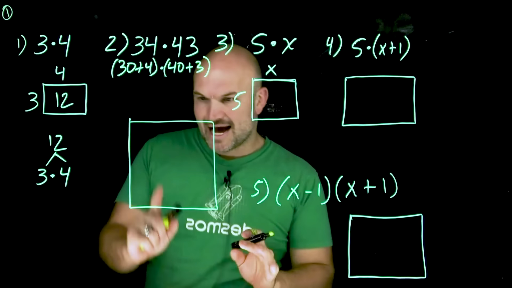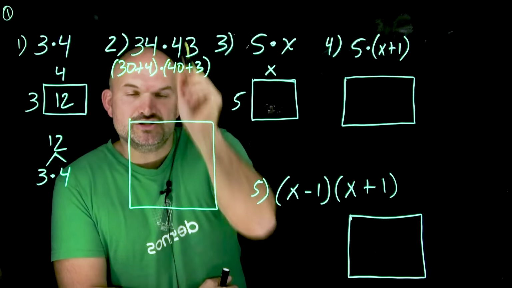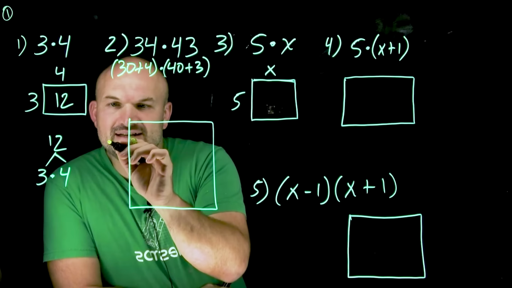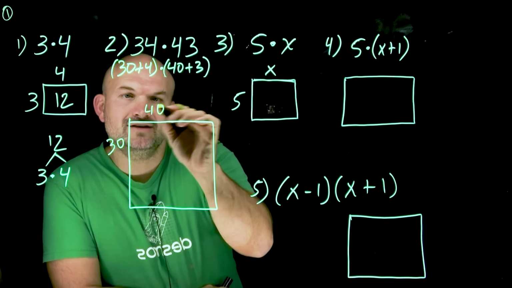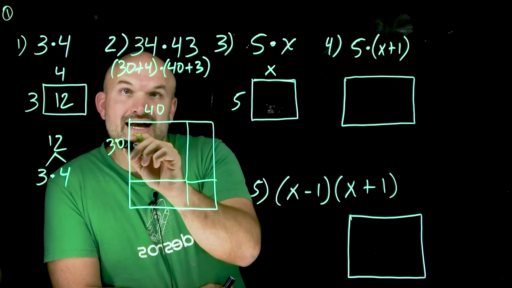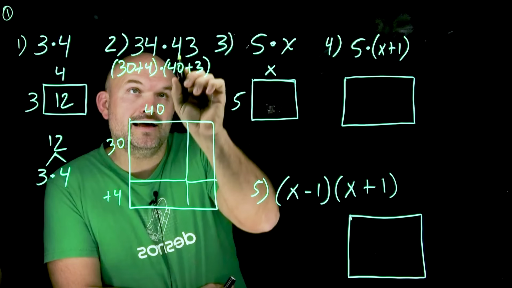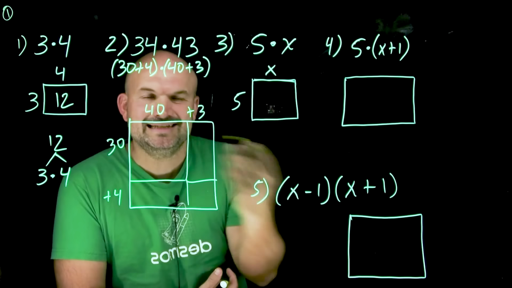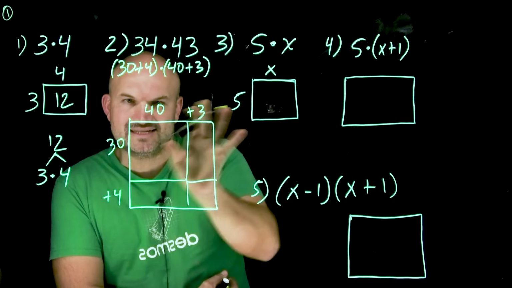Okay, so now what we're gonna do is rather than just use the number 34 on one side and 43 on the other side, that's not gonna be really helpful. But what if I did 30 over here and 40 over here? Those are kind of big numbers, so we'll leave that there. Then I have 30 plus 4, and then I have 40 plus 3. Obviously you don't really need the plus, I'm showing you that that's how that's broken down.